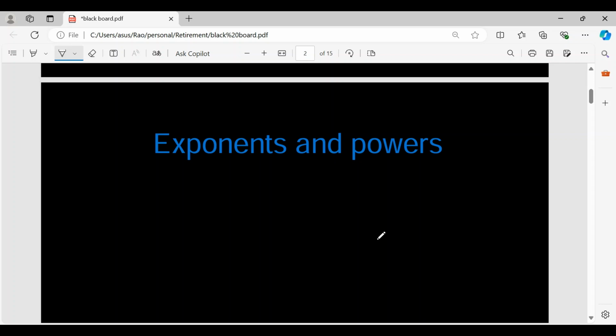Good morning, students. Today we are going to learn about exponents and powers, and there are three rules of exponents.